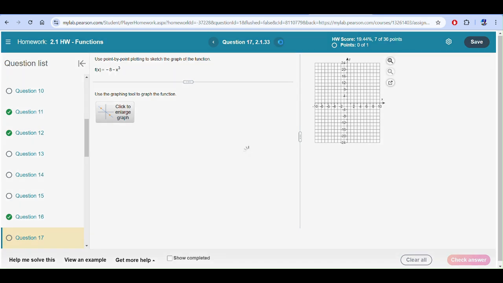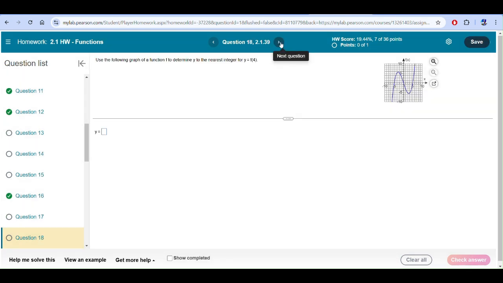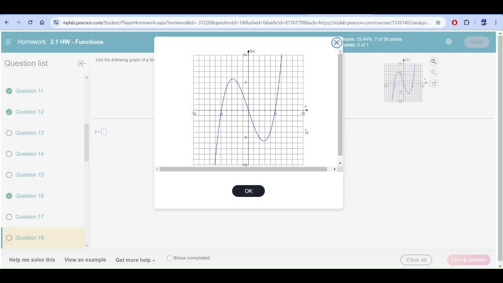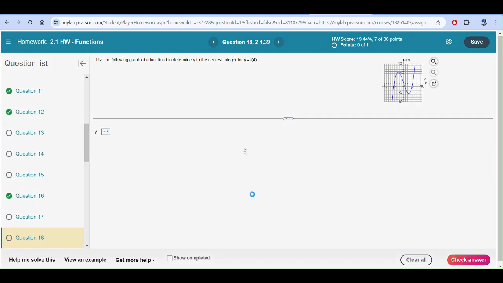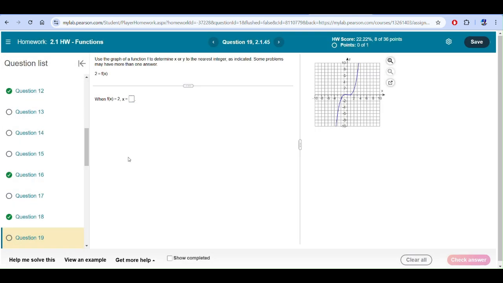So you can just graph that. It'll give you the points. Use the following graph of the function to determine the y to the nearest integer for y equals f of 4. What this is asking is, when the x value is 4, what is the y value? So if I go to my graph, I go to positive 1, 2, 3, 4, and it looks like it's negative 4. Hit enter, beautiful, no problem.